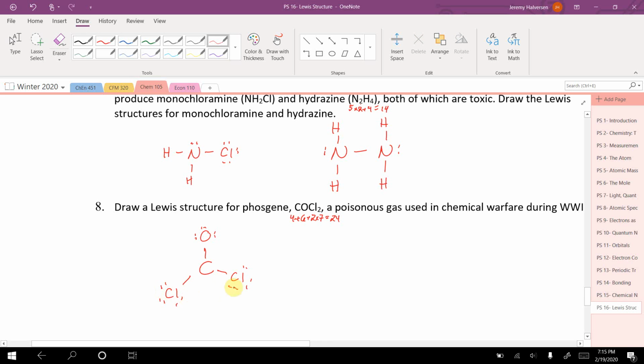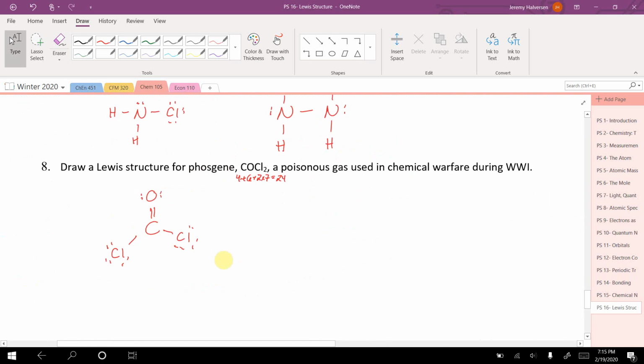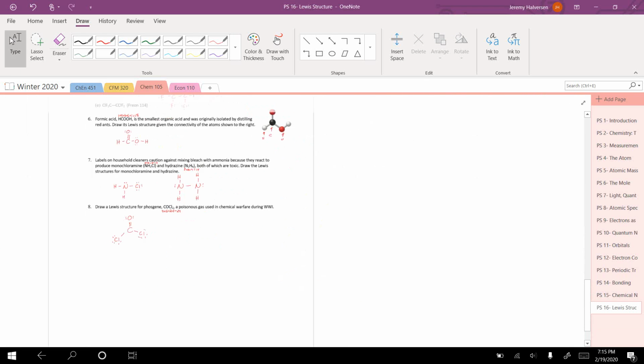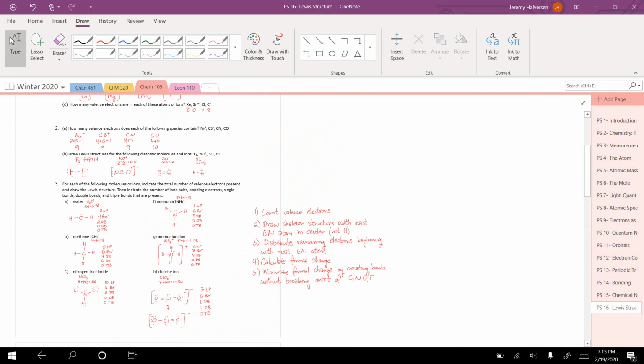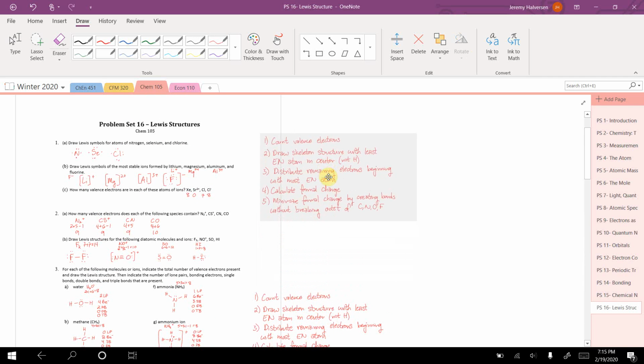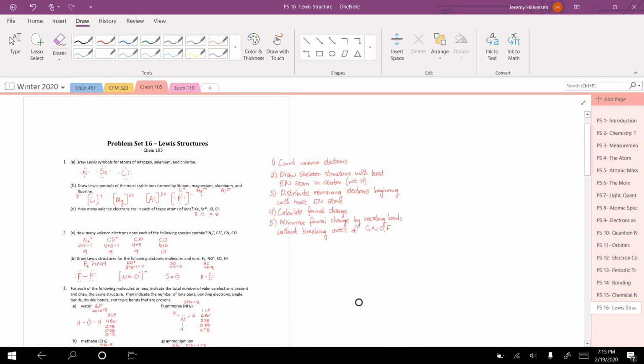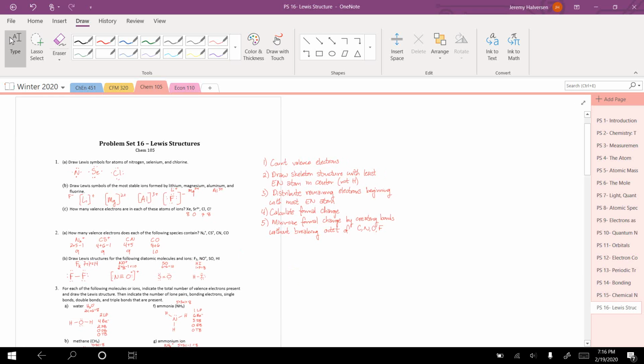Formal charges. The chlorines are going to be 0, carbon +1, oxygen -1. So to get rid of those, I can make a double bond. Now I've got zeros everywhere. And there's your Lewis structure. And that's it. So hopefully this problem set and this set of instructions for how to draw Lewis structures help you out. I would refer you to this video for problem set 17 when we start doing Lewis structures that are a little bit more complicated.